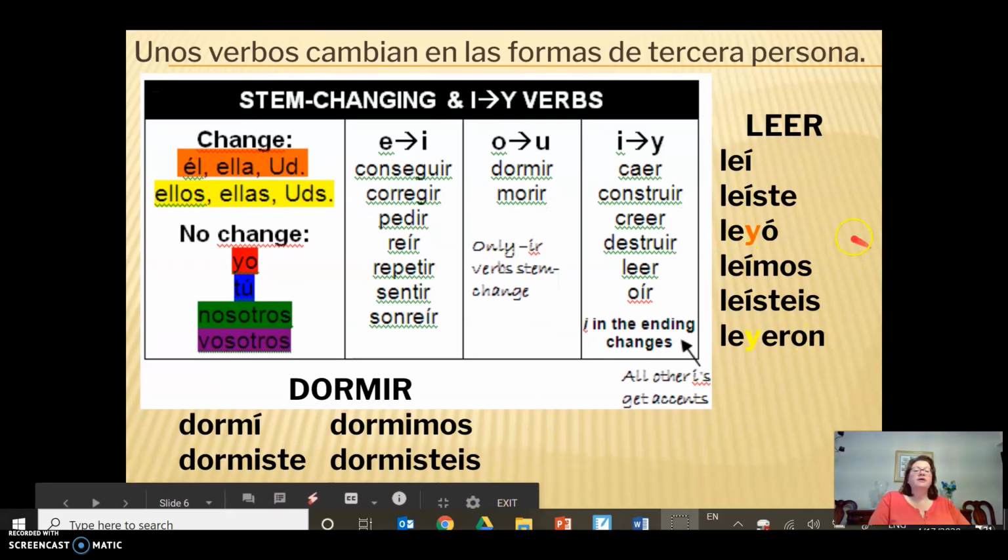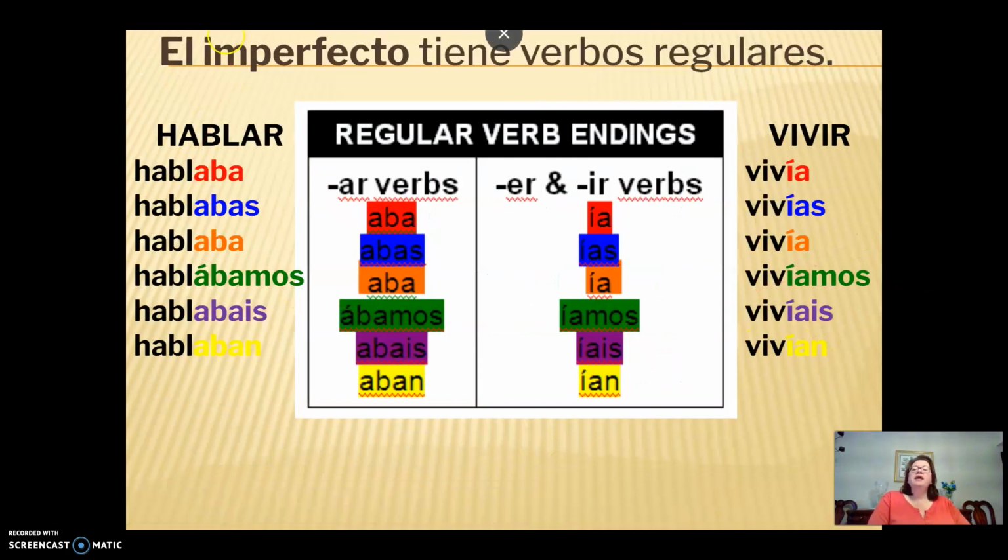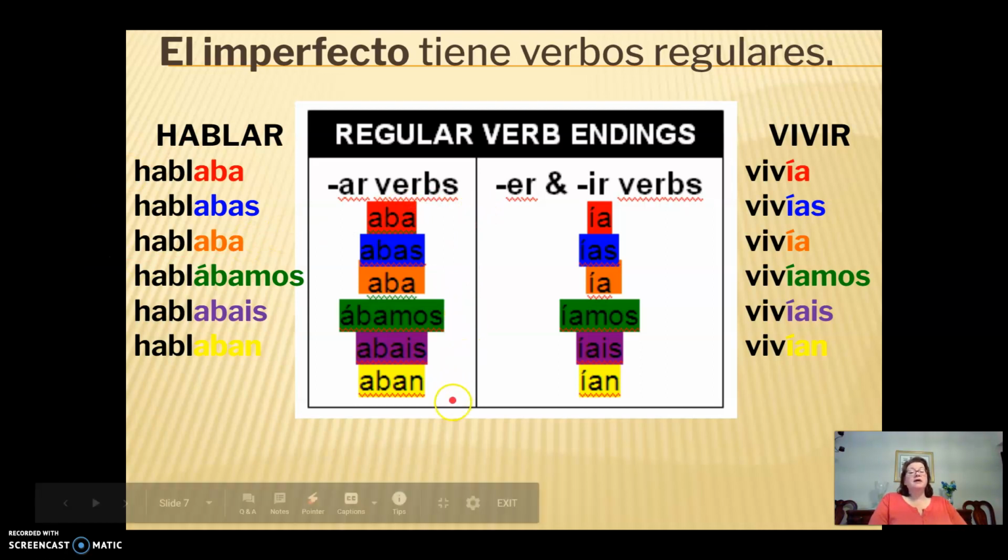All right, moving on. And then now the imperfect. The imperfect, if you remember, is a very simple verb. It's really easy because it has regular endings: aba, abas, aba, ábamos, abais, aban. So for example, hablar, hablaba, I used to speak.